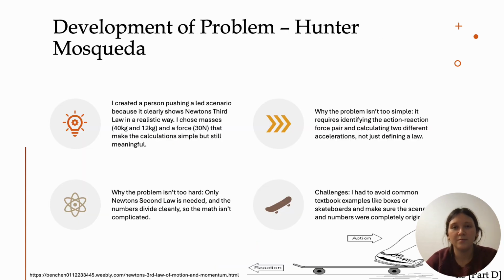For the development of my problem, I created it completely from scratch. I wanted something realistic but different from common textbook examples, so I chose a person pushing a sled on ice. I picked numbers that divide easily so the math isn't too confusing, but the problem still requires more than one step. The hardest part was making sure it wasn't too simple or too similar to examples we've already seen.